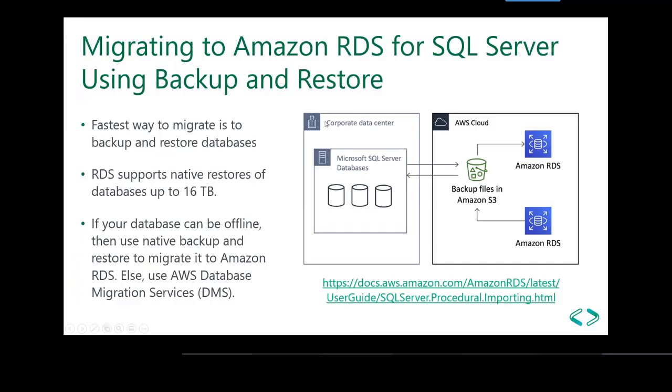All right, so we're going to migrate using backup and restore. It's the fastest way to migrate a small database. RDS supports native restore of databases up to 16 terabytes. However, if you do have 16 terabytes, you should consider using some of the other devices, such as I discussed earlier, Snowball, to ship the files over to AWS rather than just doing the upload. And if your database can be offline, you use native backup and restore.